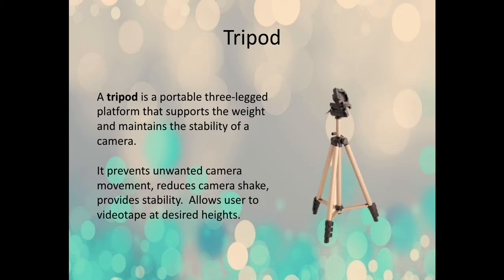And the great thing about tripods is it allows the user to videotape at desired heights. So if you want to do an overhead shot, then extend the legs of the tripod as high as they could go, and you could tilt your camera down. It's a lot better than having to stand on a chair or a table and hold the camera yourself.